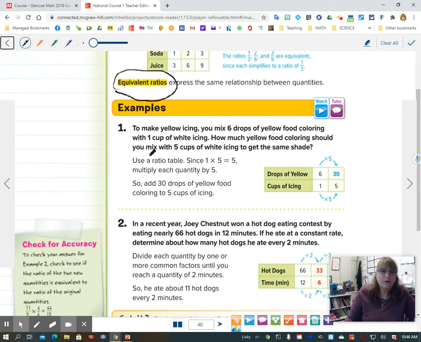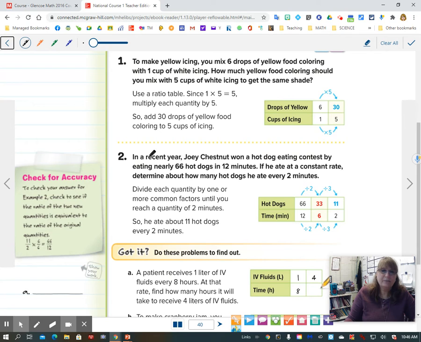All right, now for example 1, to make yellow icing, you need 6 drops of yellow food coloring to 1 cup of white icing. And they've put this in the table here. How much yellow food coloring would you mix with 5 cups of white icing to get the same shade? So we want 5 cups of icing in the table here. And we're going to look at what we need to do to increase it. So 1 times 5 is 5. 6 times 5 is 30. So you would need 30 drops. Okay? And then it would have the same color. It would be the same consistency.